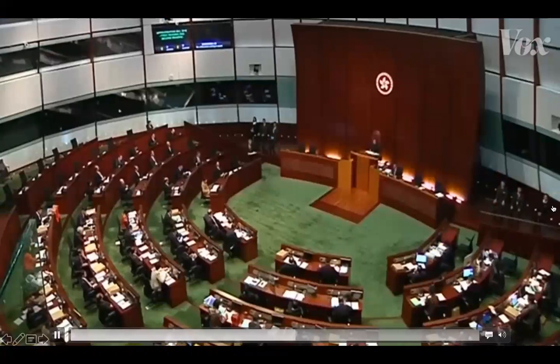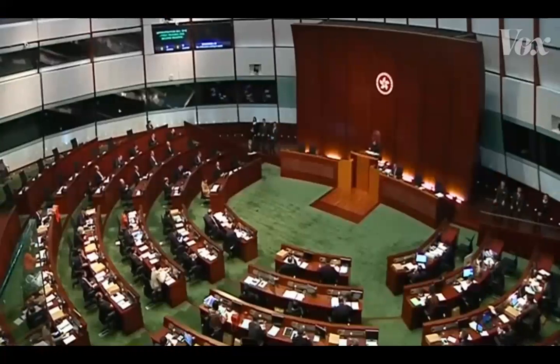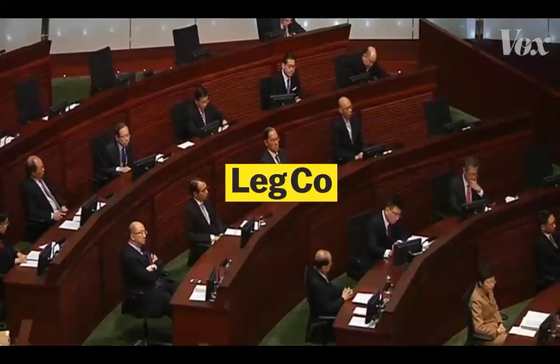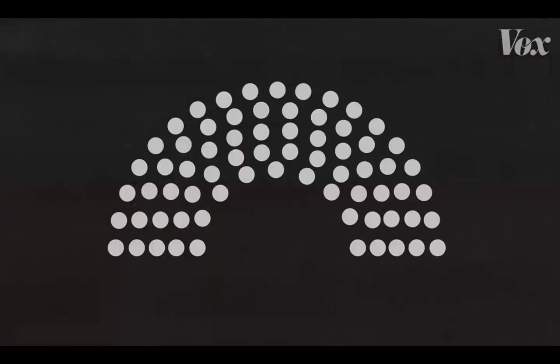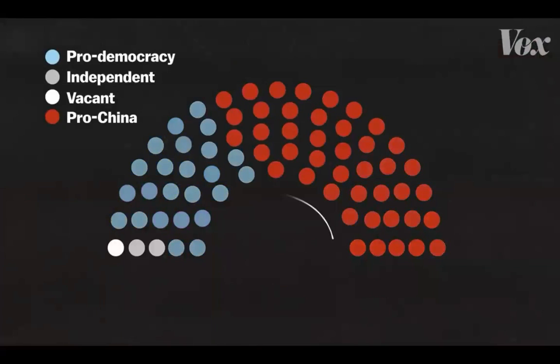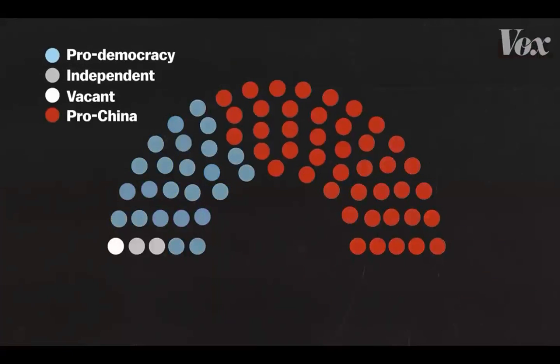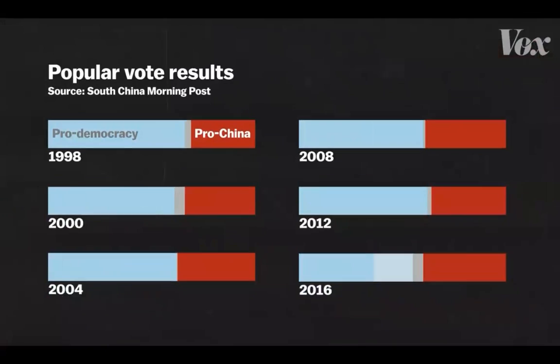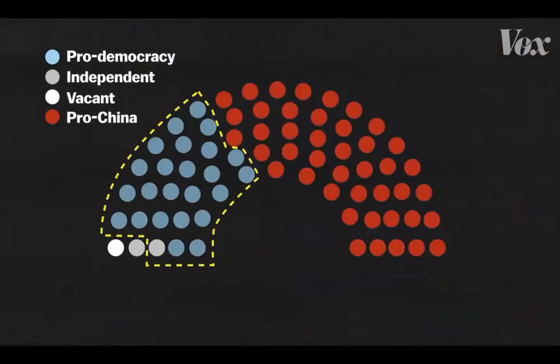Like many democracies, Hong Kong has a legislature with democratically elected representatives. It's called the Legislative Council, or LegCo, and it has 70 seats. Within this system, Hong Kong has many political parties, but they are mostly either pro-democracy or pro-China. In every election, Hong Kong's pro-democracy and anti-establishment parties have won the popular vote, but they occupy less than half of the seats in the LegCo.